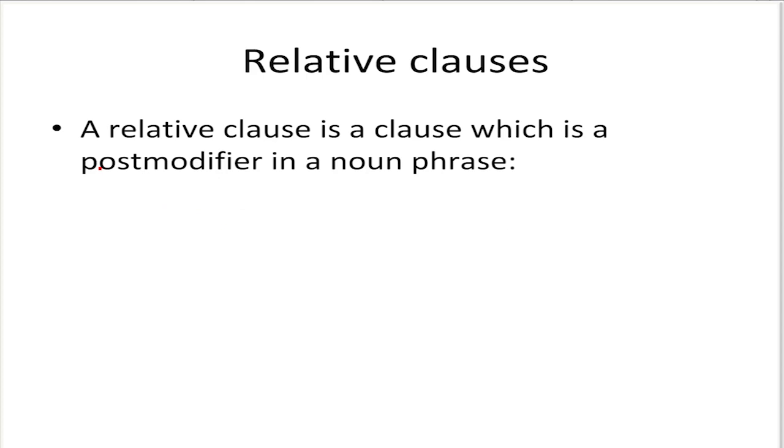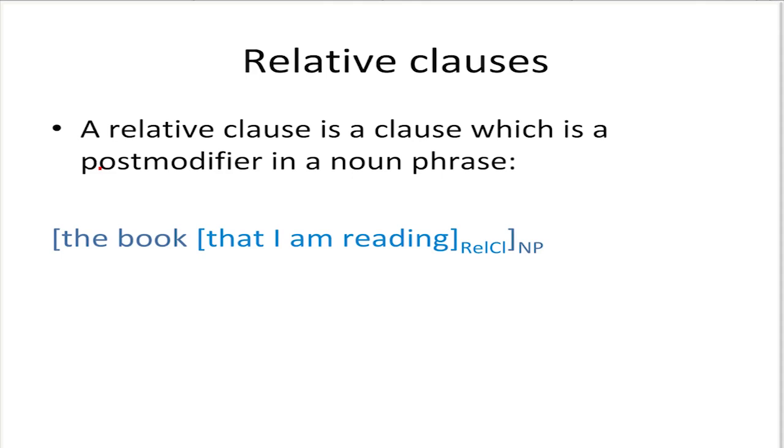Here's another example. The book that I'm reading. Again, this whole thing is a noun phrase where book is the head and the clause that I am reading is in the post modifier position, telling us something more about the head. It's a relative clause. Again, we can see that the whole thing is a noun phrase because we could use it as the subject of a clause. The book that I'm reading is very good.